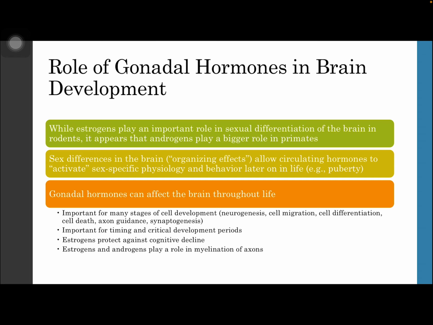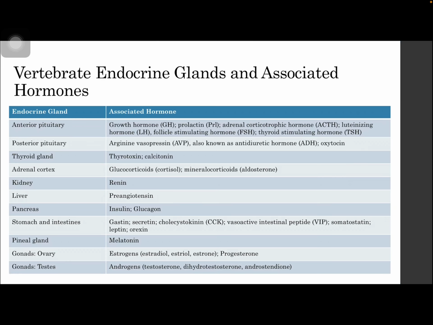We know also that estrogens are really important for protecting against cognitive decline, and both estrogens and androgens, the two primary gonadal hormones, are also important for playing a role in myelination of axons.